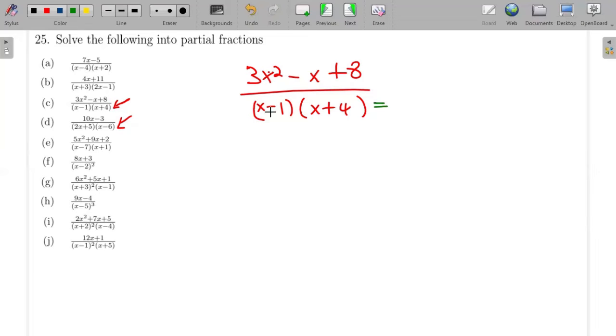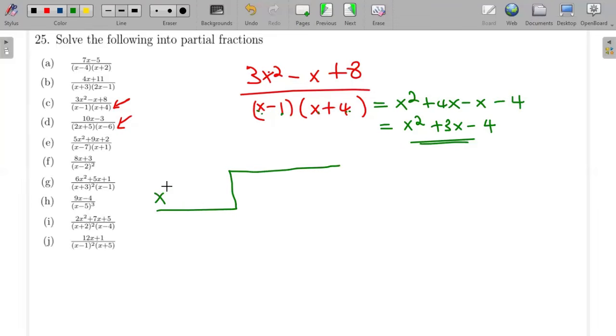So let's expand what we have there. x multiplied by x squared, x multiplied by 4, I get plus 4x, minus 1 multiplied by x, I get minus x, and then minus 1 multiplied by 4, I get minus 4. So this will just be x squared plus 3x minus 4. I have to divide 3x squared minus x plus 8 by this, so it will be long division. So I do long division.